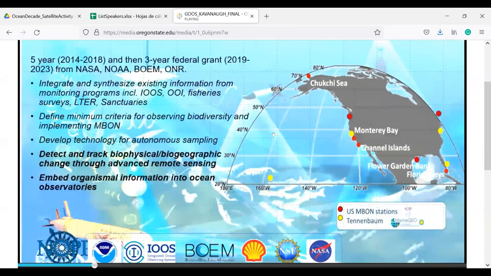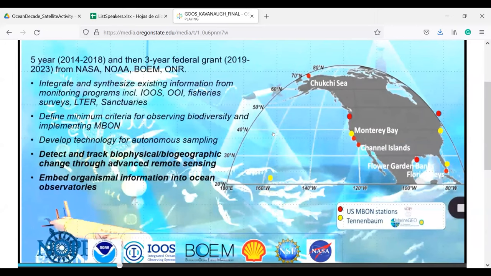In response to emerging threats, a Marine Biodiversity Observation Network demonstration project was competed through an interagency cooperative in 2014. Three projects were initially funded with additional projects funded in 2019. MBON nodes span several ecosystem types, including polar, temperate upwelling, and subtropical ecosystems. Our goals are to build upon, integrate, and synthesize existing information from monitoring programs, including IOOS. And indeed, each node is associated with a regional IOOS association, which acts as a conduit both for data and communication between partners. Other partners include the Ocean Observing Initiative, fisheries surveys, long-term ecological research sites, and national marine sanctuaries.